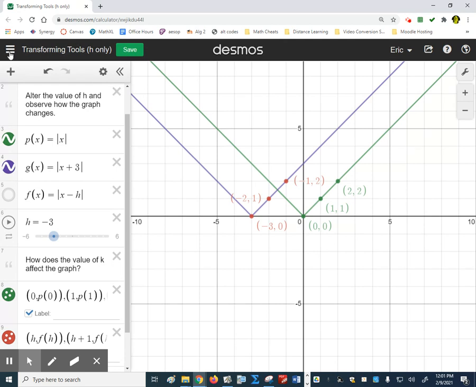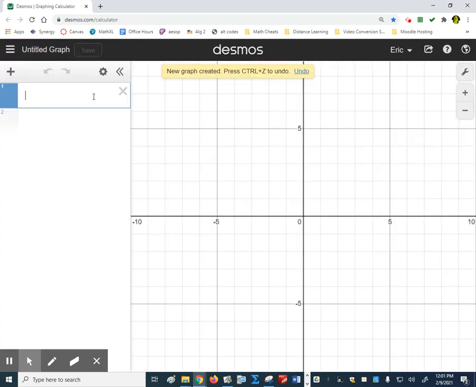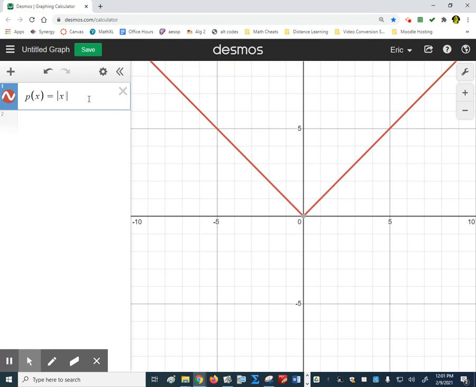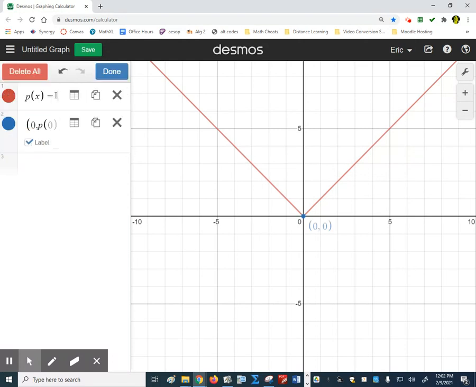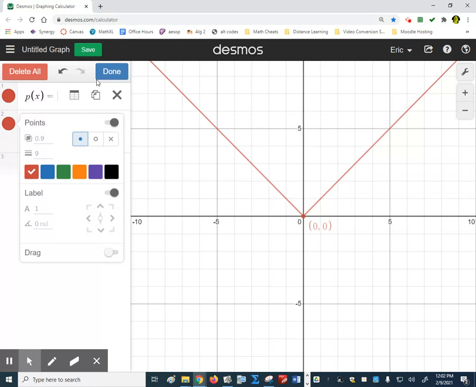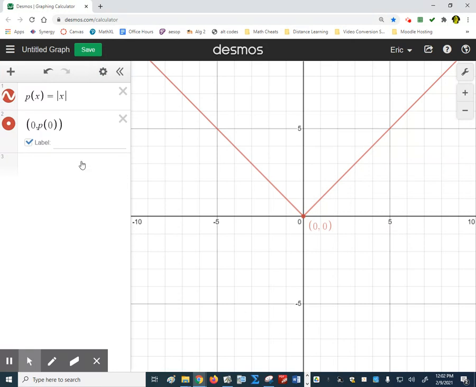Let's see here. I'm going to do a new blank graph. So here's my parent graph again. Absolute value of x is my parent graph. And let's just put the coordinates of the vertex so we can track what's going on. Okay, there's my parent graph, right? I'm going to do a new graph now.